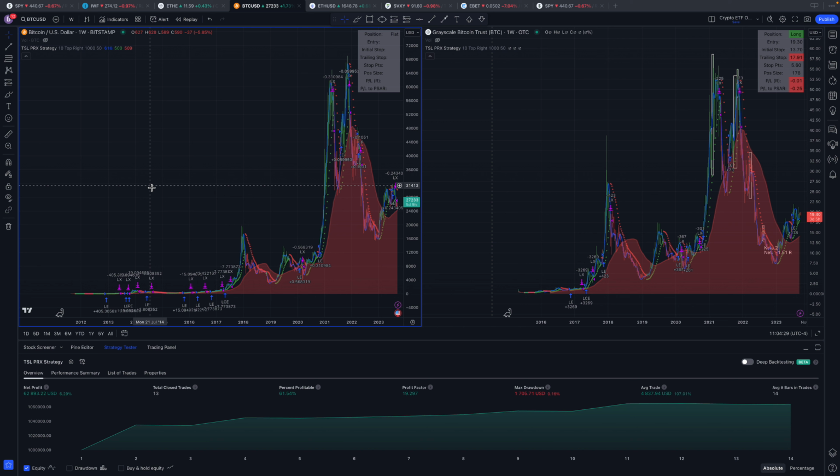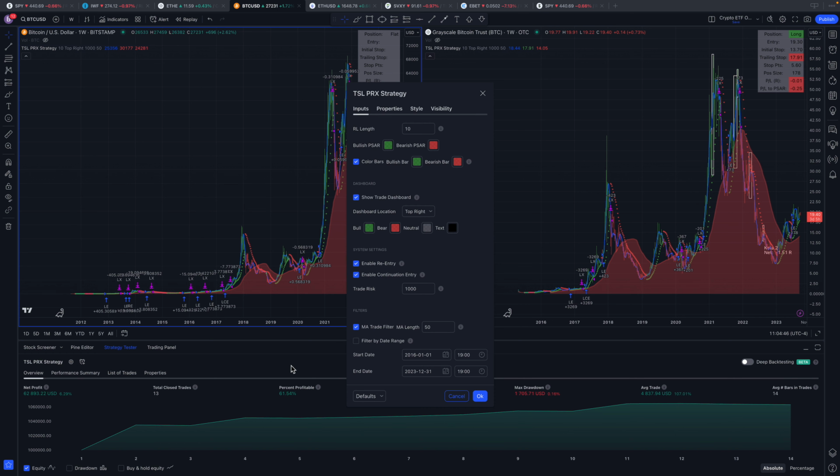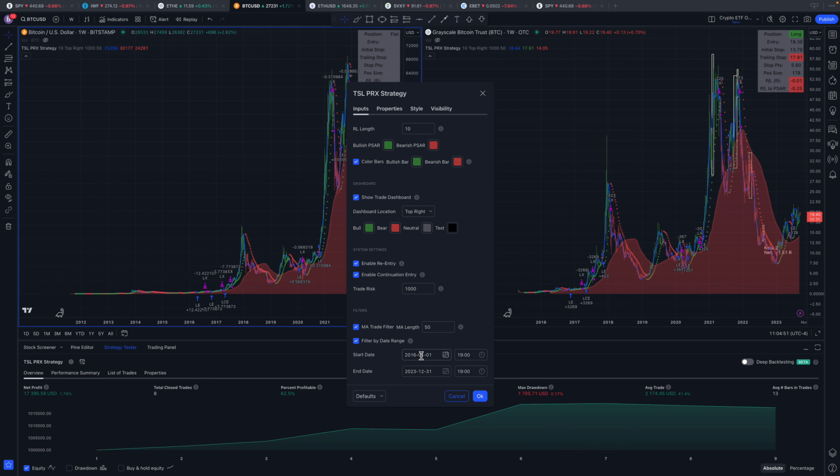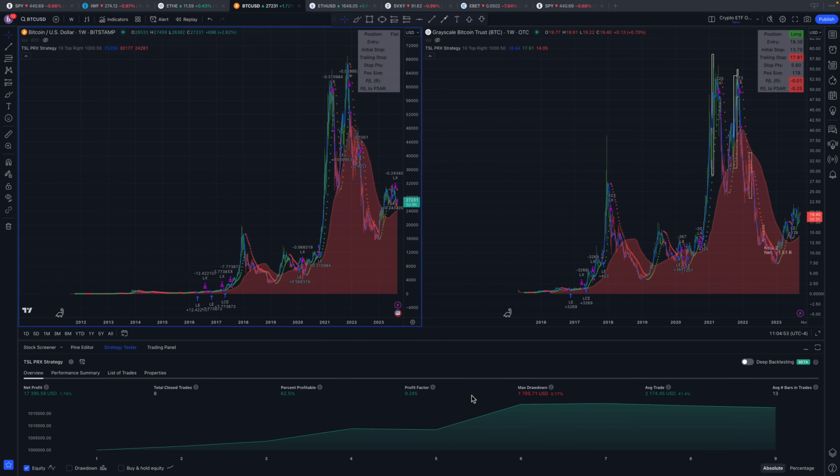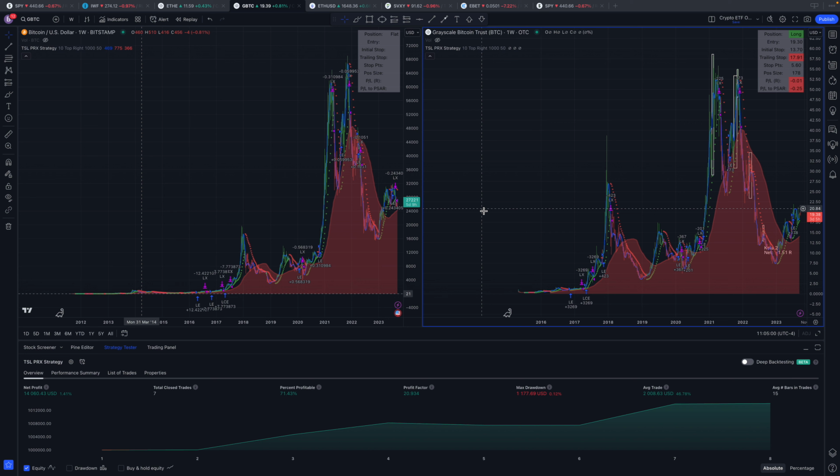So let's go back to Bitcoin here. Let's say we have data going back to 2015, but it takes a while for the 200 moving average. So let's just say we want to go back to 2016 as a way of giving ourselves a little bit more of an apples to apples comparison. We're going to filter by date range on this side, and we're going to go from 2016 forward. So now we have 8 trades, which looks a little bit more like our 7 trades over here because our history is a bit more congruent.